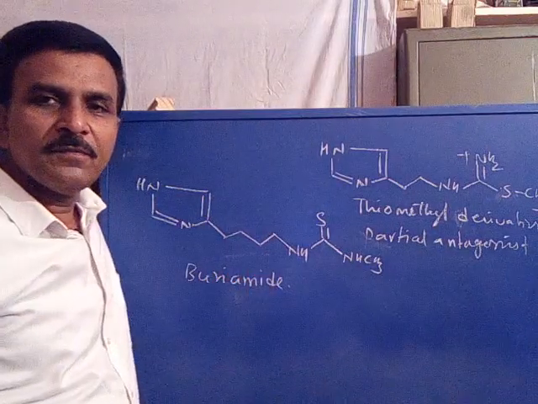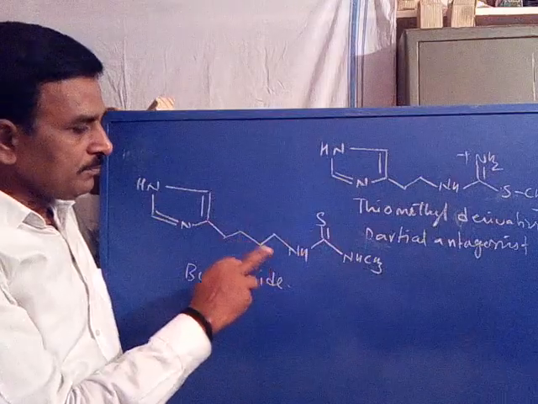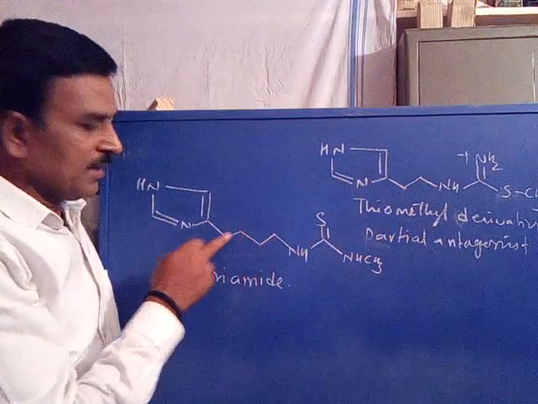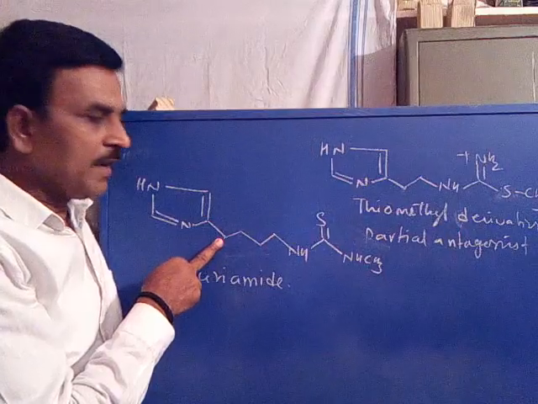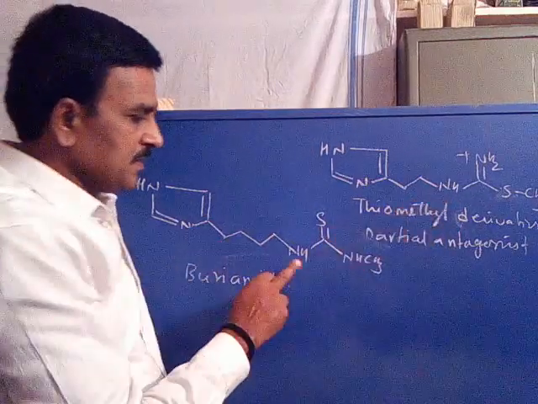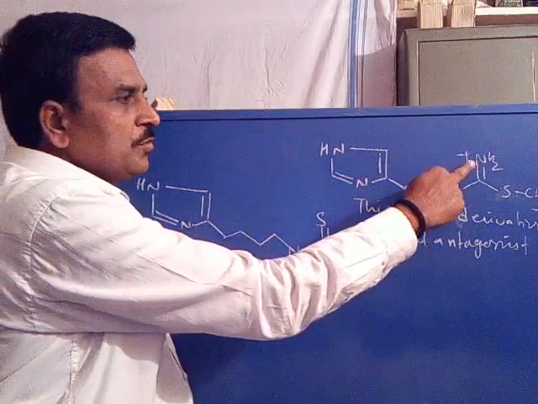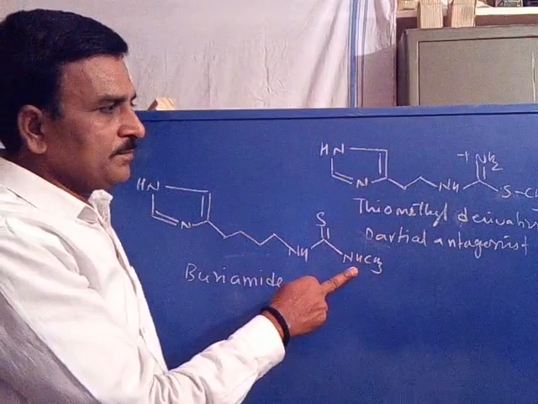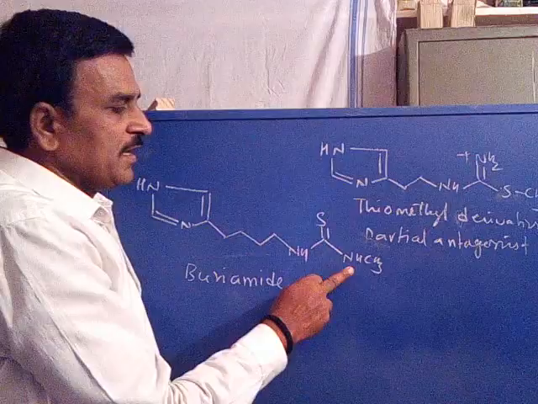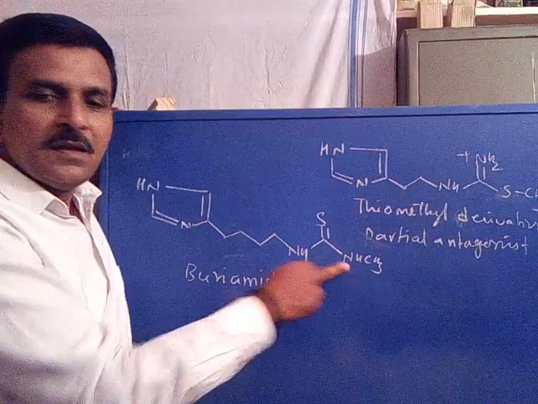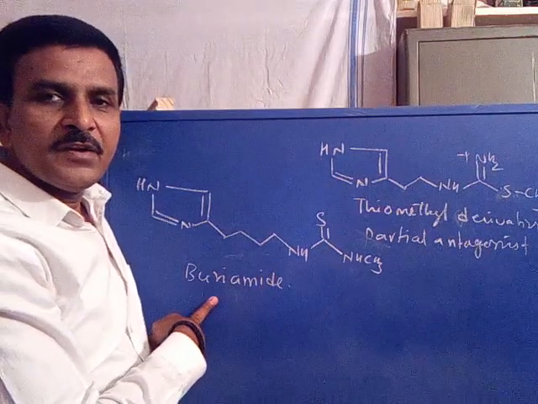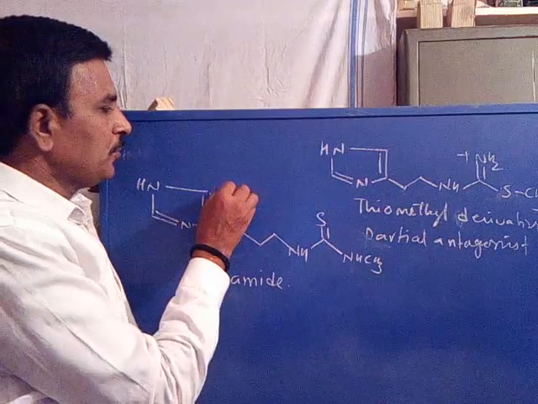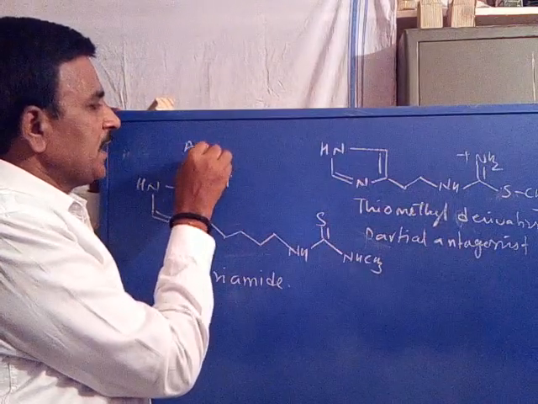Now you see where the 2 carbon chain is replaced with a 4 carbon side chain. Again NH is NH. Now the NH2 group was replaced with sulfur, and the other NH2 group was exchanged with NHCH3. Now this is the burimide derivative. The burimide derivative shows antagonistic activity.